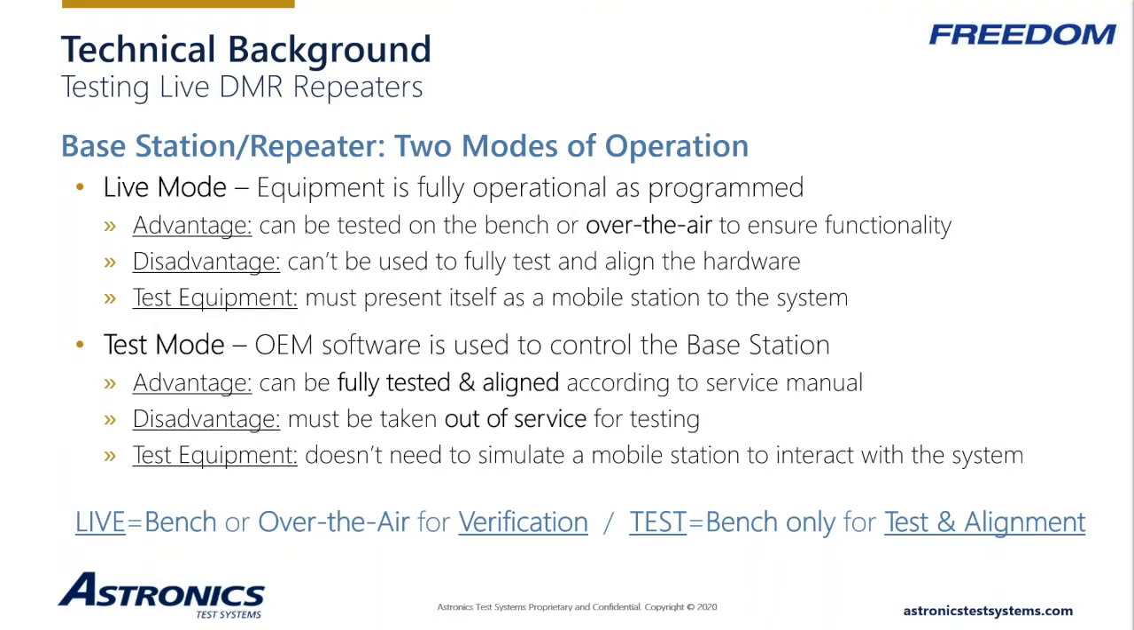Test mode means that the base station is no longer operating as a repeater, and the system is not able to provide communication services while it's in this mode. Its receiver and transmitter operate independently under the control of an attached PC or through the front panel controls of the repeater. The manufacturer provides software that can be used to put the repeater into test mode and to control the parameters of the base station.